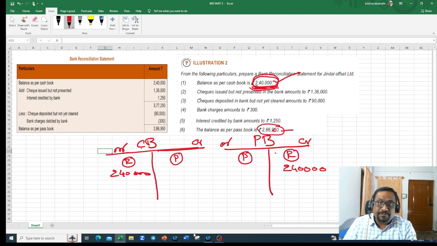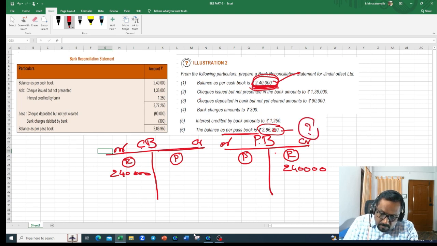I'm taking that as an assumption and preparing. So what balance have I taken into account for preparing reconciliation? Cash book balance. So what are we going to arrive at? We are going to arrive at the passbook balance. So since we are going to arrive at the passbook balance, please keep a question mark on passbook. Now, why is this question mark kept?